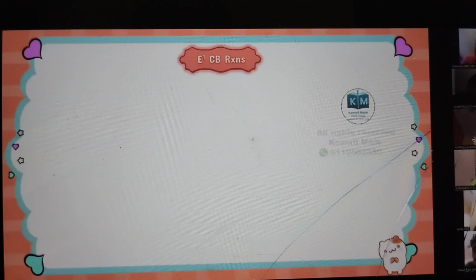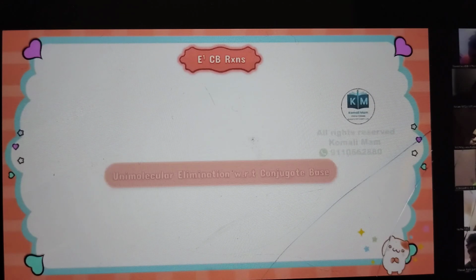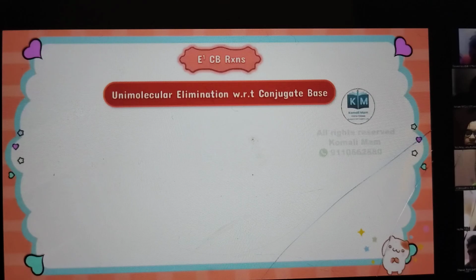Keep the heading, all of you. Even CB reaction. Come on. Keep the heading. The last part of the reaction mechanism chapter: E1CB reactions. What is E1CB? Unimolecular elimination reactions with respect to conjugate base. What is this unimolecular?